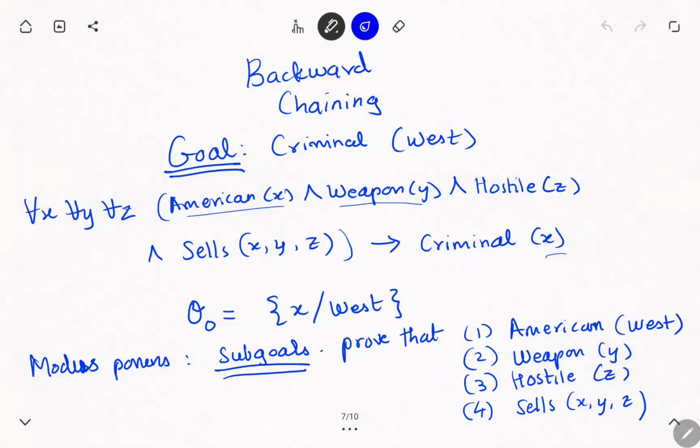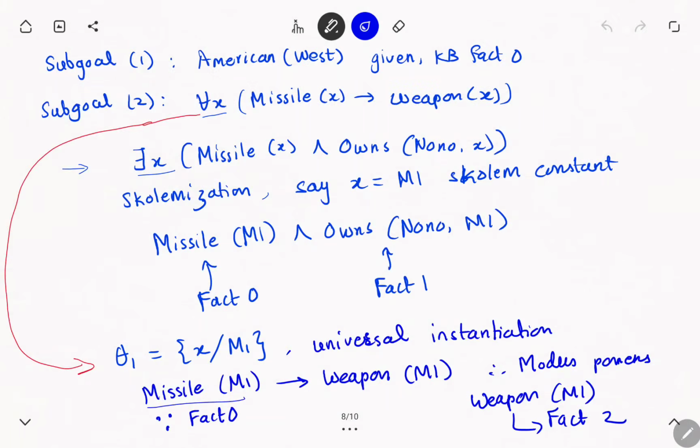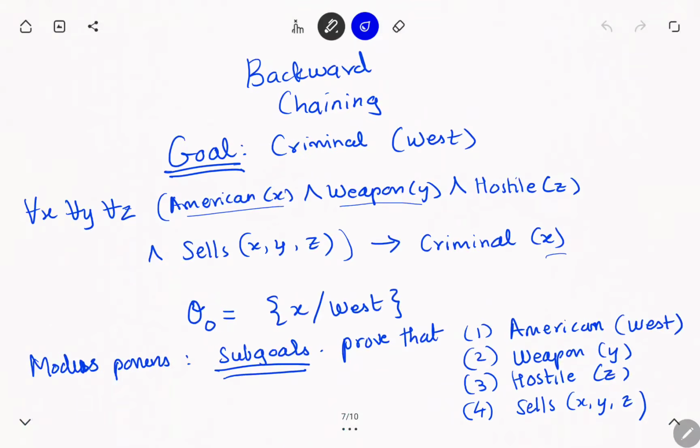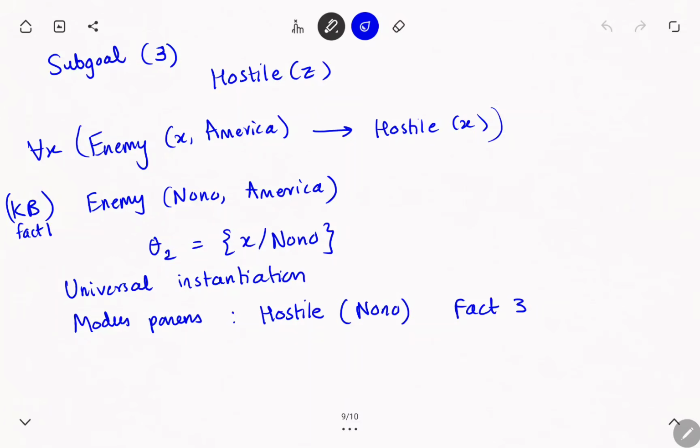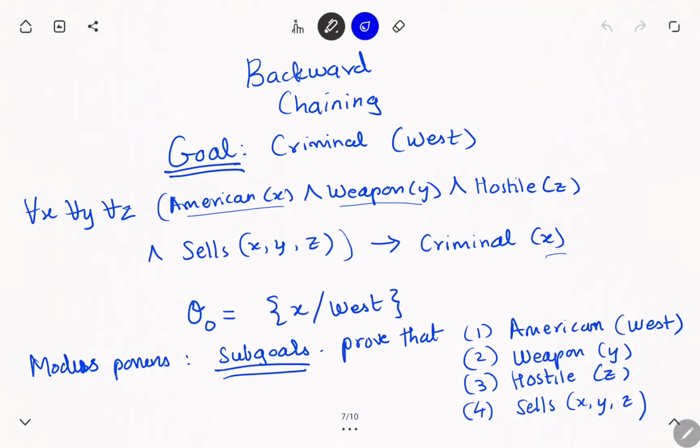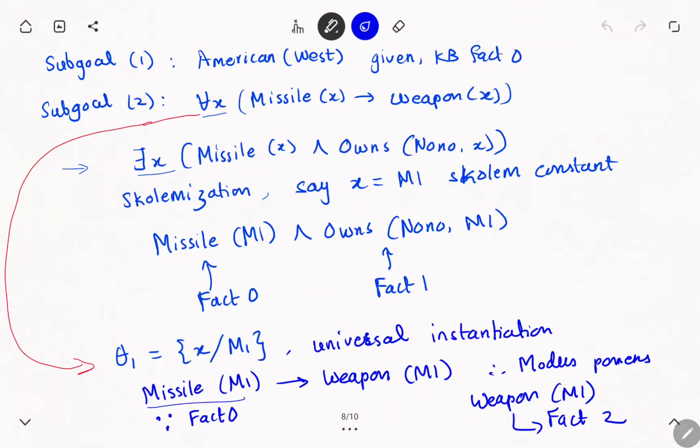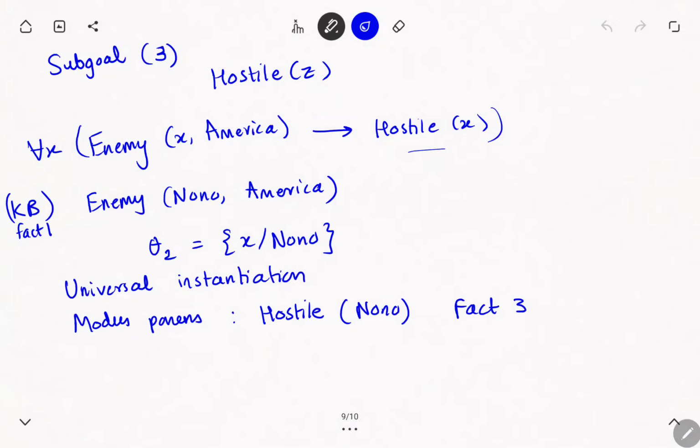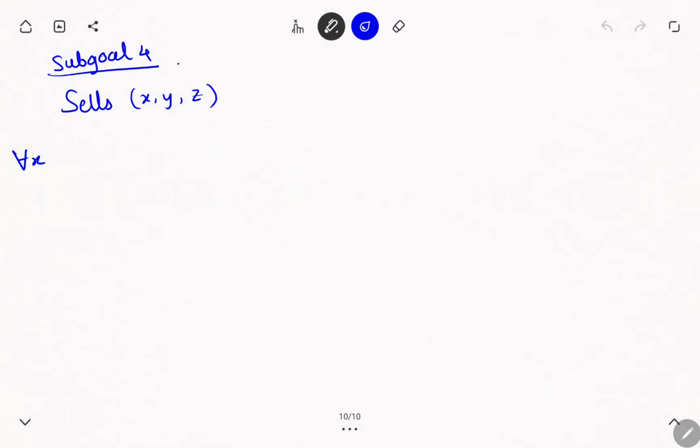So American West was a given fact, so we did not need to search anything. For weapon Y, we in fact searched for a rule. So this was a rule. We searched for a rule which had weapon X on the right hand side. For the next sub goal 3, we searched for a rule which has hostile Z on the right hand side. Okay, and now for our last sub goal, that is prove that sells x comma y comma z, basically we are using the rule that all the missiles owned by Nono were supplied to it by West. So that's the only rule which has sells on the right hand side.